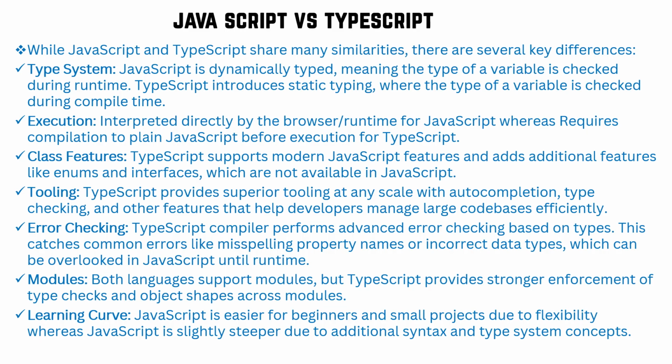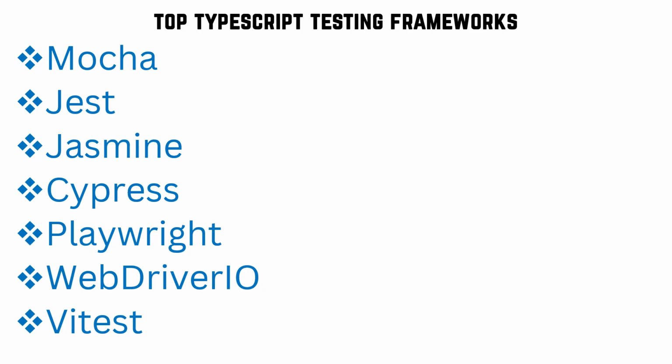Learning curve: JavaScript is very popular in the market, because whenever you are developing any kind of website with CSS and HTML, right, we can use JavaScript, right? So it came very long back. So JavaScript is easier for beginners and small projects due to its flexibility, whereas TypeScript is slightly steeper due to the additional syntax and type system concepts. So these are a couple of differences between JavaScript and TypeScript.